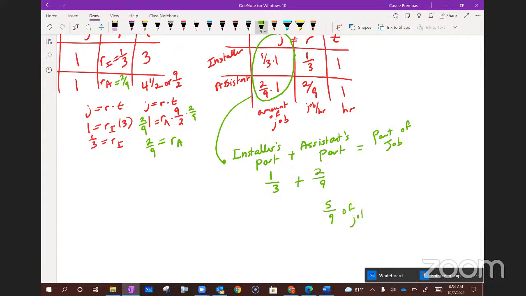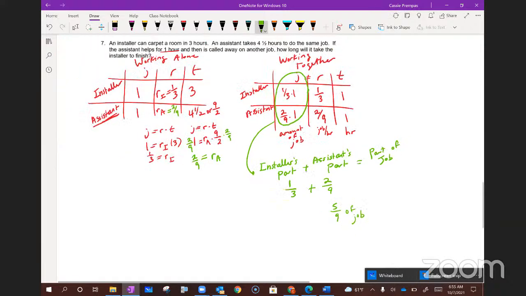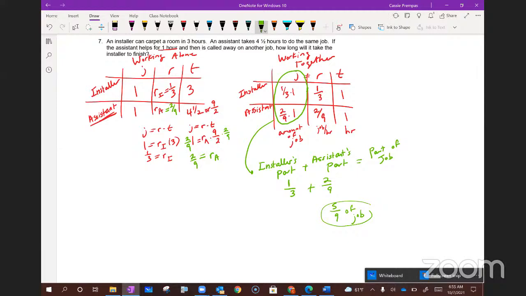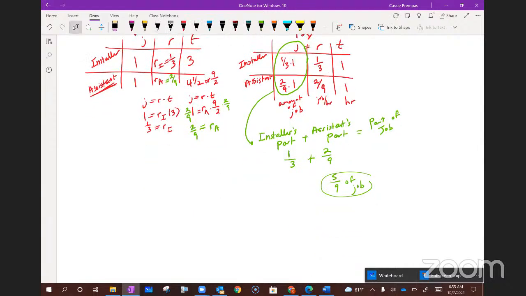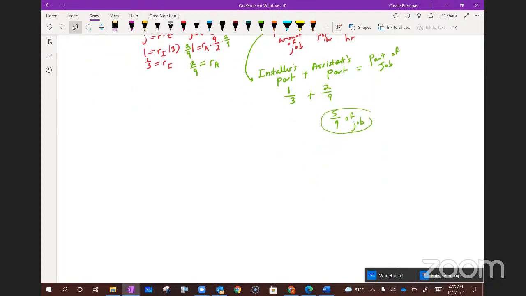5/9 of the job is completed. Okay, so that's how much they've done together. Now it says, how long will it take the installer to finish? So the question is, if they've completed 5/9 of the job together, how much more of the job needs to be finished? So I'm going to write that.